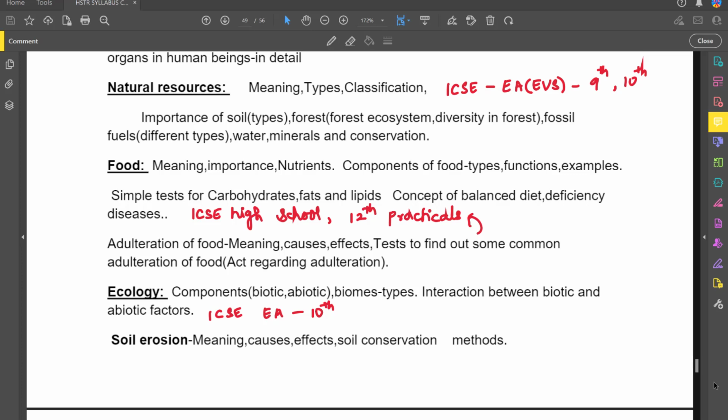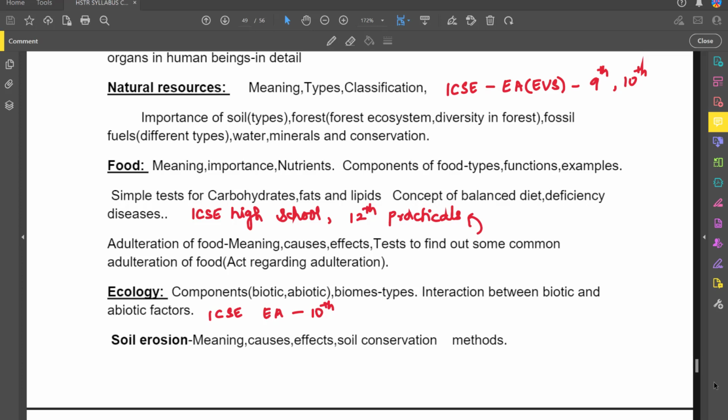Okay, next food. This chapter is very different actually. Some portion the children have studied in ICSE high school, but the adulteration of food and tests to find out common adulteration of food, I think in class 12th they are doing this in practicals. So maybe we will get this in those books.